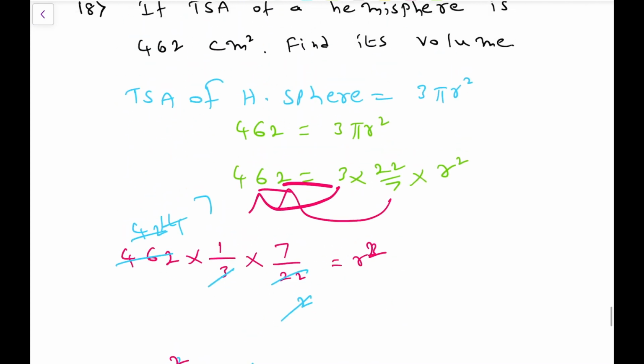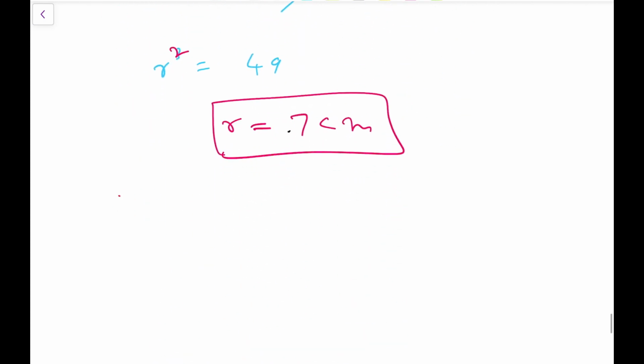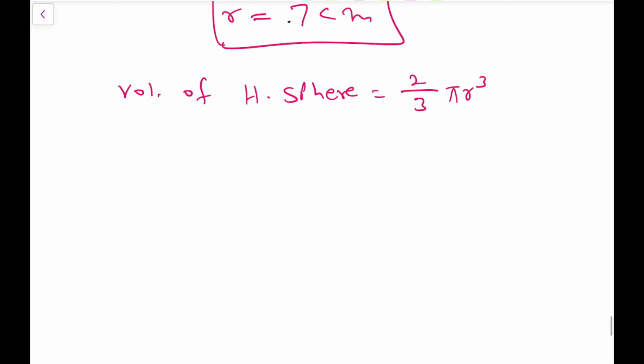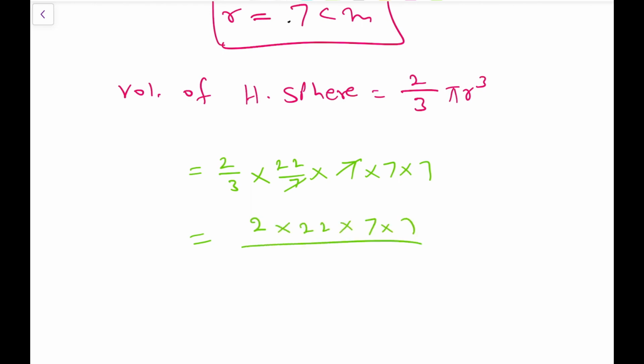Next, he is asking to find out volume also, right? So what is the formula for volume of hemisphere? So volume of the hemisphere is equal to 2 by 3 pi r cube. That is equal to 2 by 3 into pi value 22 by 7 into r cube, that is 7 cube, nothing but 7 into 7 into 7. 7 cancel, remains with 2 into 22 into 7 into 7 by 3.